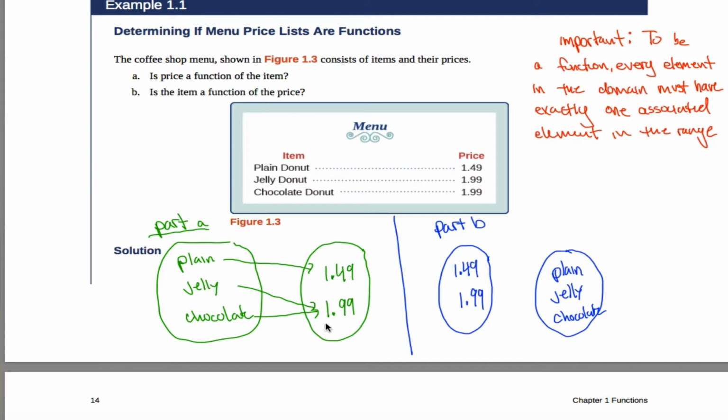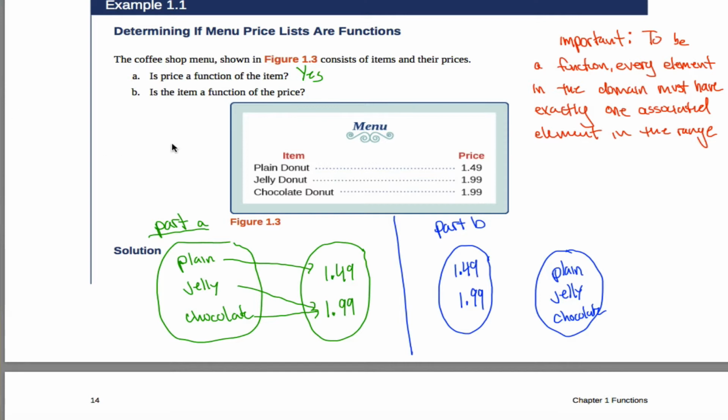And this is a function because it is not the case that a single element in the domain over here is associated with two different elements in the range. Maybe to make that more clear, I'll do part B. So my answer to part A, is price a function of the item? Yes, it is.